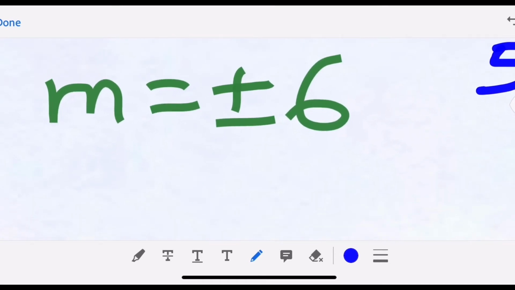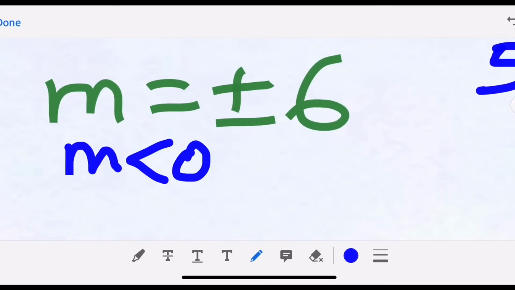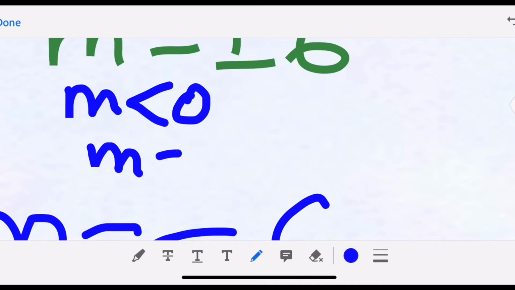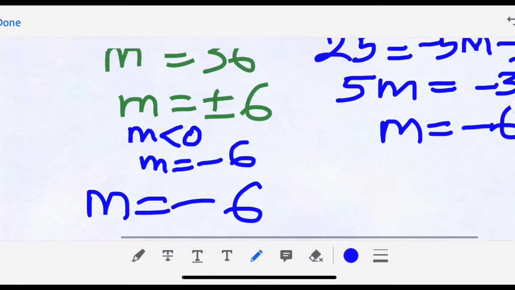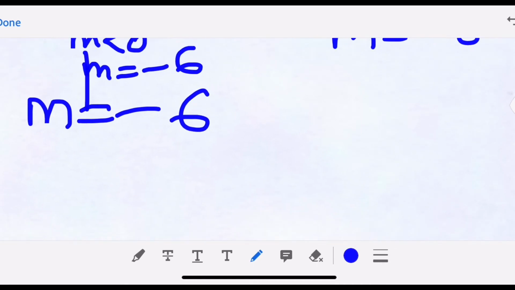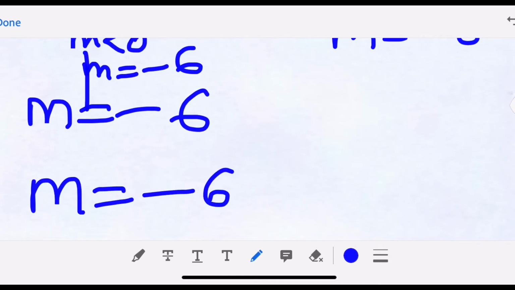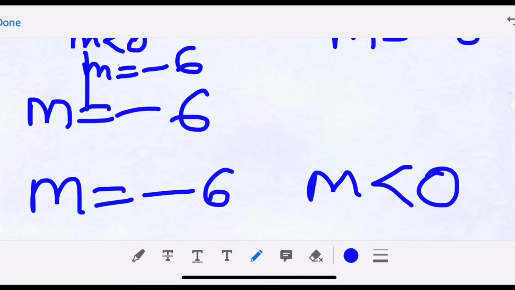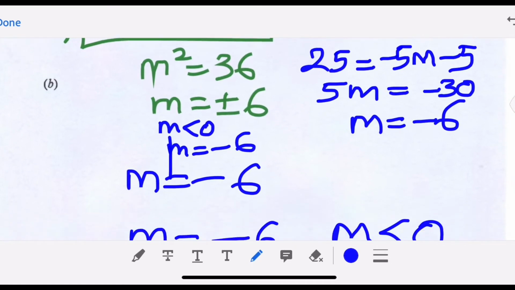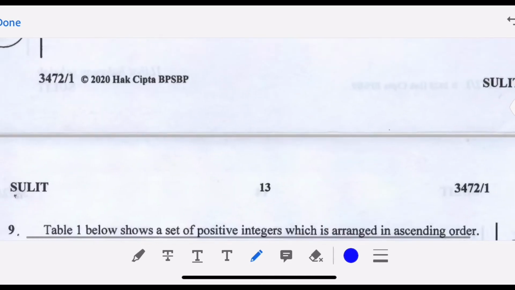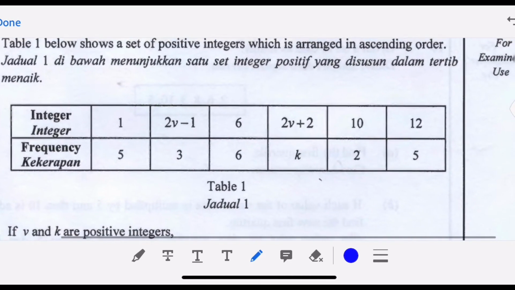So I have to choose m which is equal to negative 6. Okay, m must be negative 6. Okay, so clear? I'm sure you have no problem at this stage. Your composite function is functioning well. Okay, good. Next, we will proceed to the next one, which is statistics.